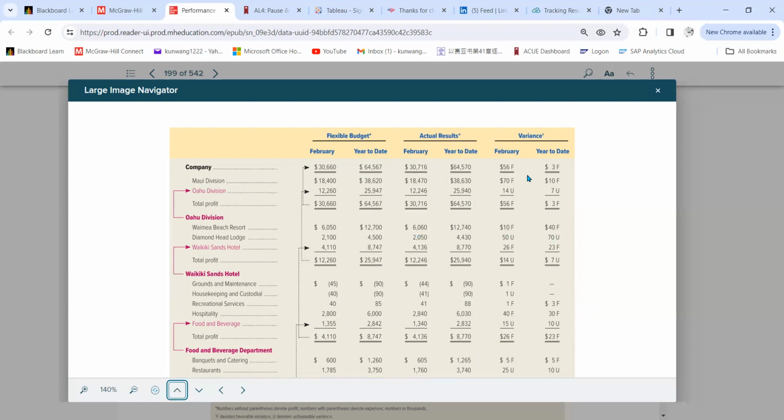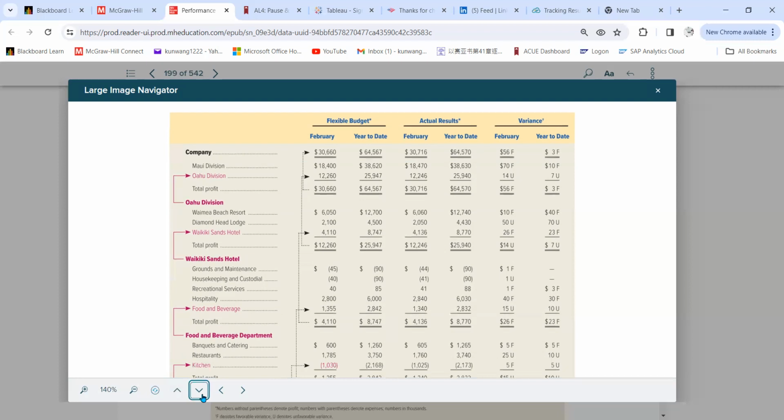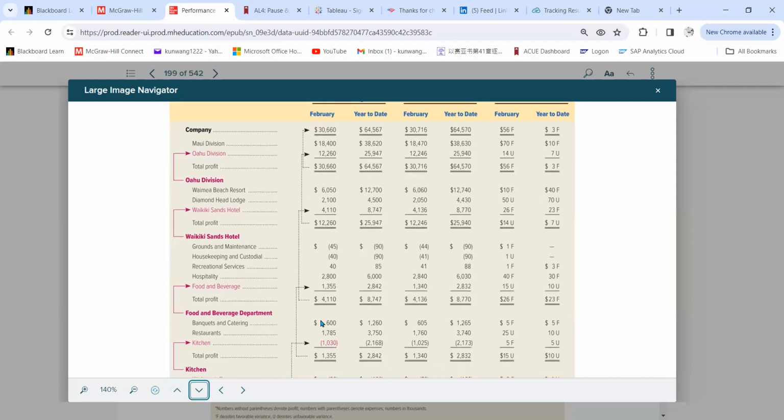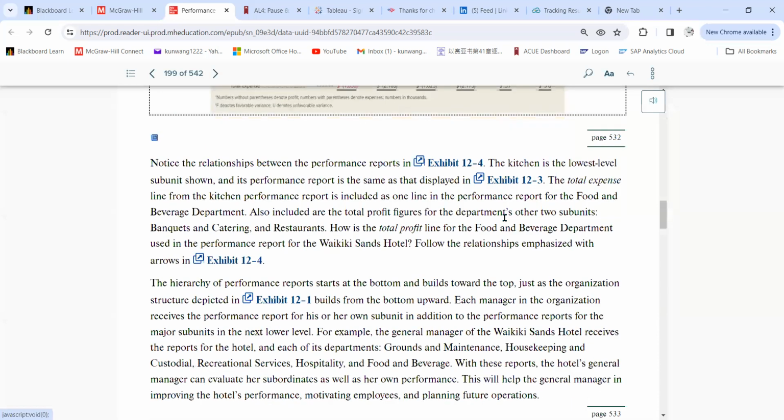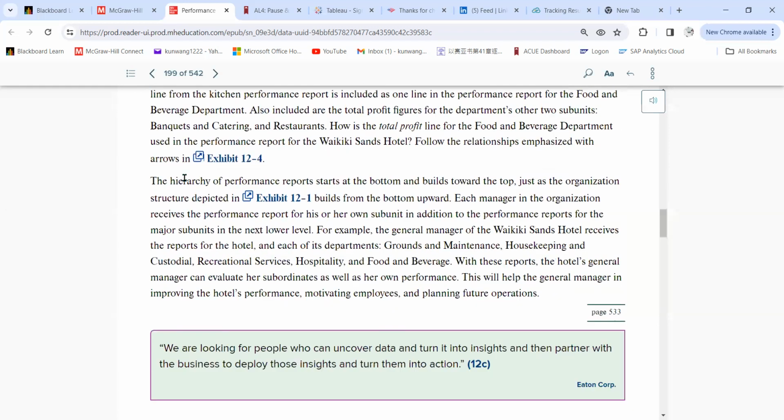When they get this report and identify the numbers, they should notice and pay attention to where the most problematic operations are, whether at the divisional, hotel, or department level, and focus there to tackle the problem. So this is performance evaluation from the bottom to the top. I think that's probably most of it. And notice the relationships, the hierarchical ones.